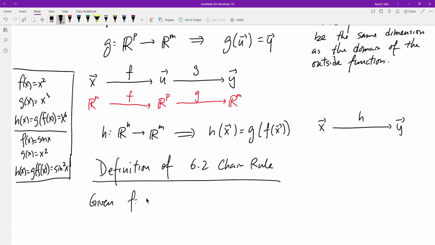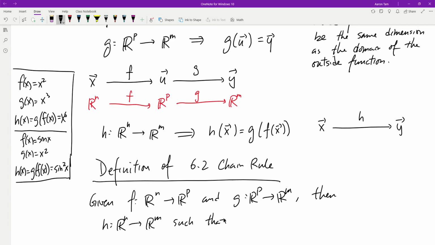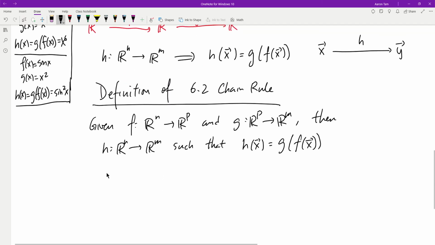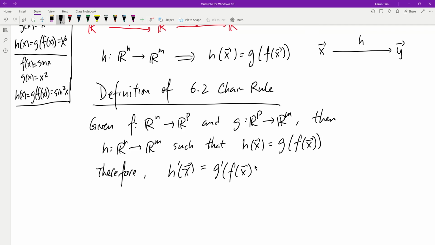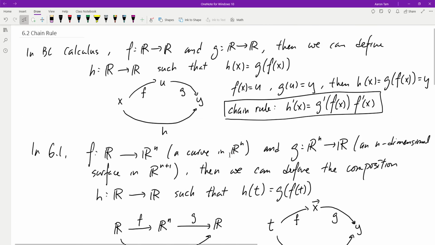if you're given f mapping from Rn to Rp and g mapping from Rp to Rm, then we can define h, which maps from Rn to Rm, such that h of vector x is equal to g of f of vector x, and then the chain rule would dictate that the derivative h prime of vector x would equal g prime of f of vector x multiplied by f prime of x.